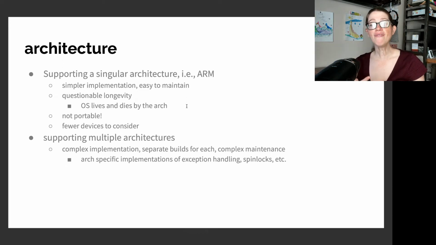But the longevity or the lifetime of the code that you've written comes into question, because if the architecture dies, then your OS dies with it, or you're going to be forced to actually overhaul things almost from scratch. Because if you do something on a singular architecture, you have the advantage of optimizing for that particular architecture. But if you're going to support a number of architectures, it's much harder to make those kinds of specific optimizations.